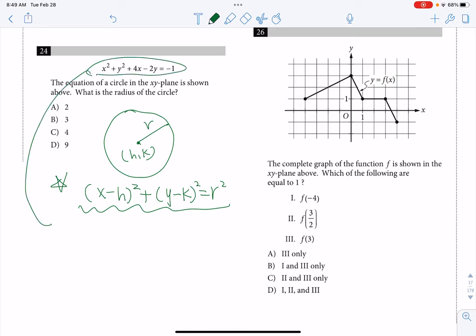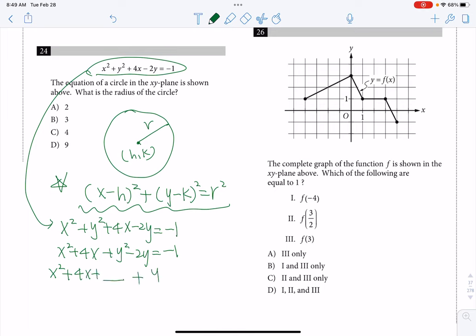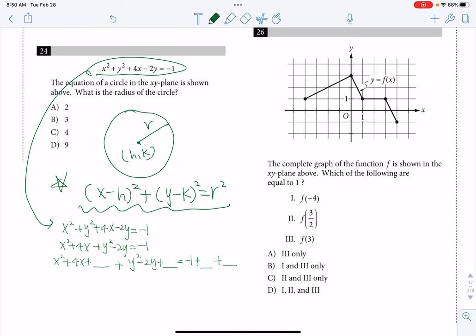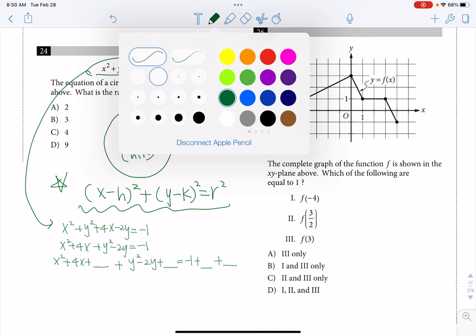So if I copy down this one here, x squared plus y squared plus 4x minus 2y equals negative 1. You have to rearrange it, which is x squared plus 4x plus y squared minus 2y equals negative 1. We have to make it a perfect square, meaning x squared plus 4x plus a c to make a perfect square, y squared minus 2y plus a c, equals negative 1 plus the ones that you add here. Like that. And then I will change the color.